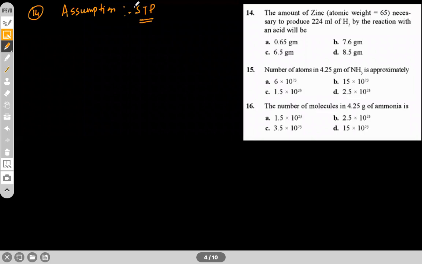So when the condition is STP, you are assuming, the number of moles of zinc equals the given mass, which we do not know. Volume is given, so the given volume, that is 224, divided by the molar volume, which is 22400. This is the number of moles of hydrogen. This is for hydrogen, not zinc.